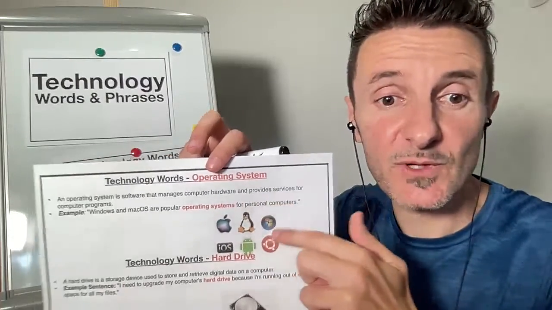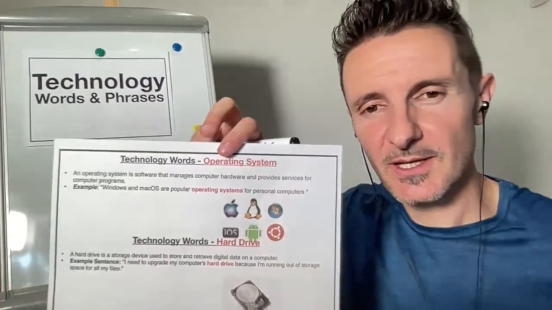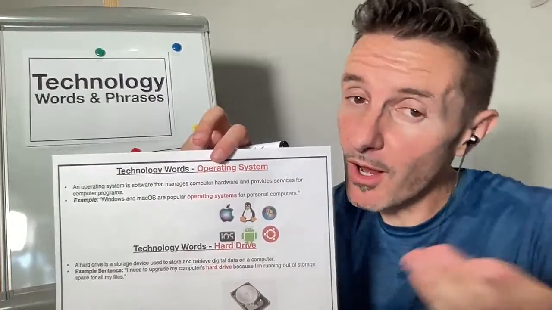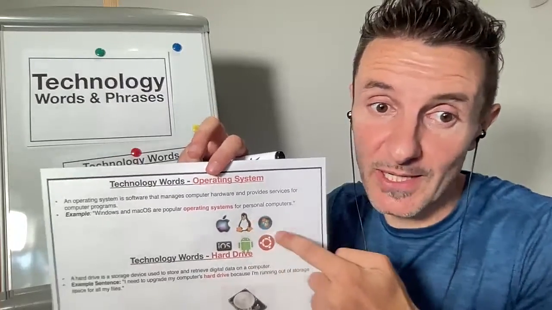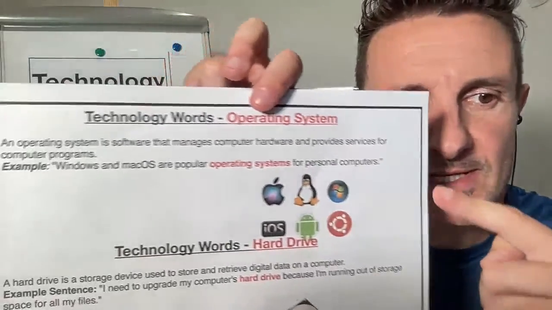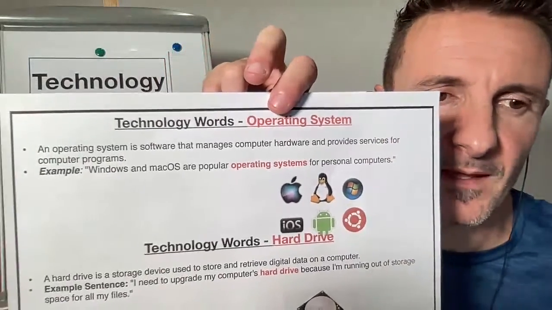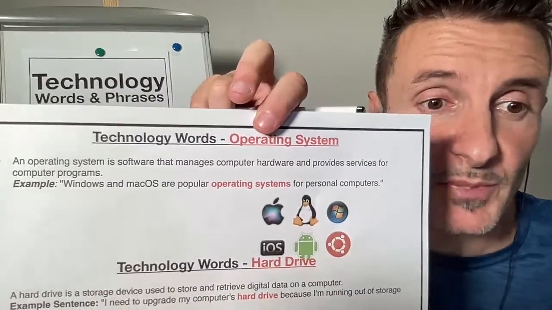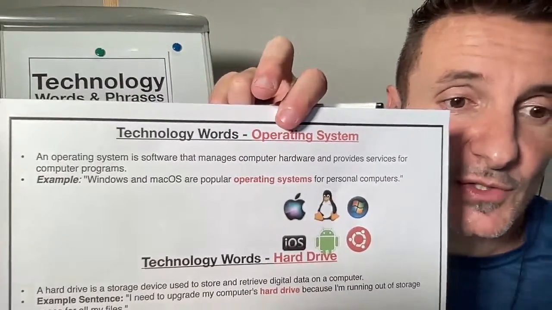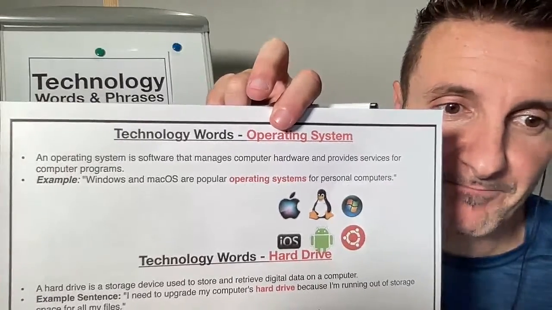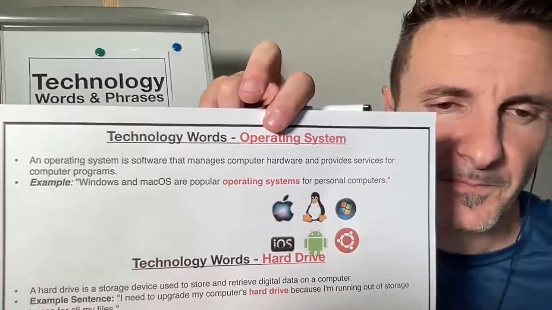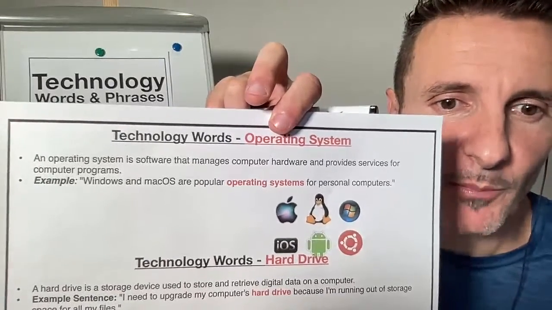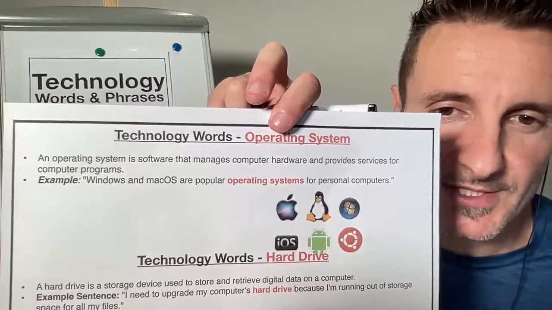So operating systems are the systems that you use for your laptops or for your smartphones. You can't use it without these operating systems. So let's read the sentence to help us better understand. An operating system is software that manages computer hardware and provides services for computer programs. The example sentence over here: Windows and Mac OS are popular operating systems for personal computers.